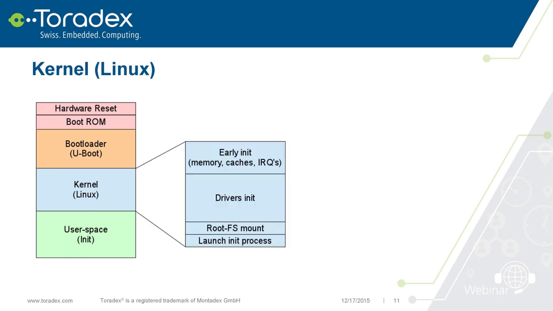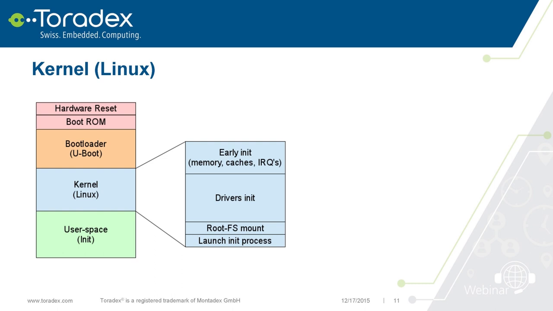Then the bootloader hands over the control to the Linux kernel. The Linux kernel does some early init too. For instance, it initializes the whole memory, the caches, the interrupt controllers. Then basically a linear boot process is executed where the drivers and all the peripherals are initialized. At the end of this phase, the root file system is mounted and the init process is launched.